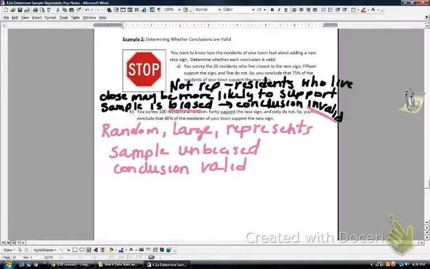Okay, so look at the difference between example A and example B and figure out in your mind how you're going to connect that an unbiased sample gives you a valid conclusion.